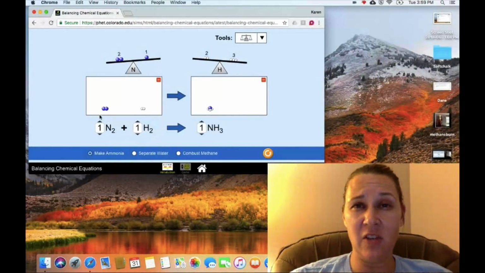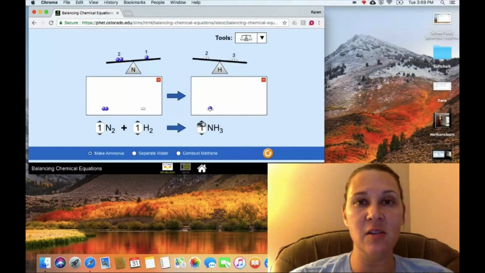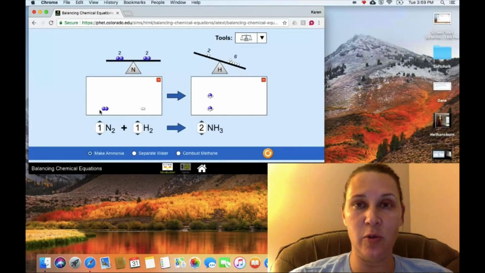In this reaction, nitrogen is a diatom, so it starts off as 2. If we look down here, the coefficient of 1 tells us we only have 1 diatom, so 2 nitrogen on the reactant side. On the product side, I only have 1 blue nitrogen, so I'm going to add another one to balance it out. Notice the 2 blue match up to the 2 blue on the reactant side, and my balance beam matches.